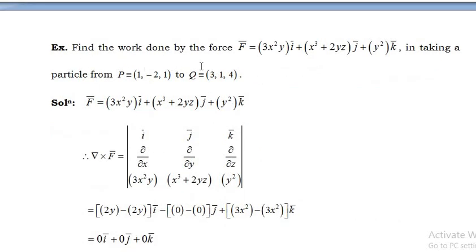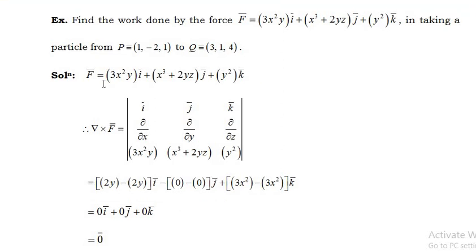Find the work done by the force F bar equal to 3x²y i plus (x³ + 2yz) j plus y² k in taking a particle from P with coordinates (1, -2, 1) to point Q with coordinates (3, 1, 4). Again F bar is this much. Therefore curl of F bar is equal to the determinant of i, j, k.